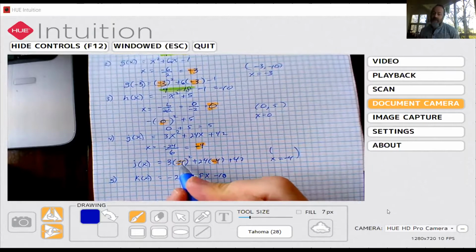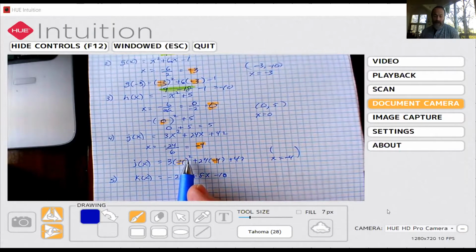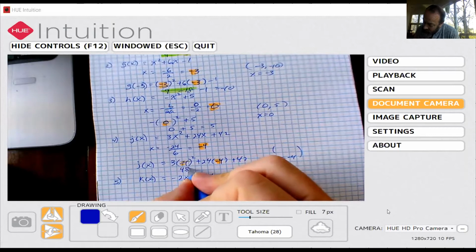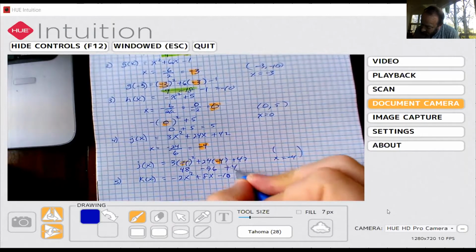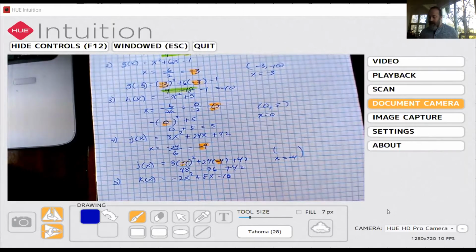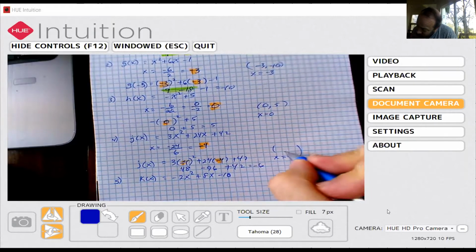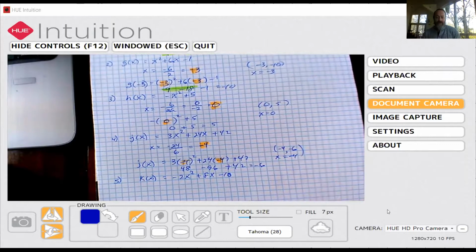Let's see, order of operation says we better square the negative 4 first. So negative 4 squared is 16, and 16 times 3 is 48. And what do you know? We have exactly what we were hoping for. Now, if we take 48 minus 96 plus 42, that whole thing comes out to negative 6. My vertex is at negative 4. When I plug it back in, I got negative 6.